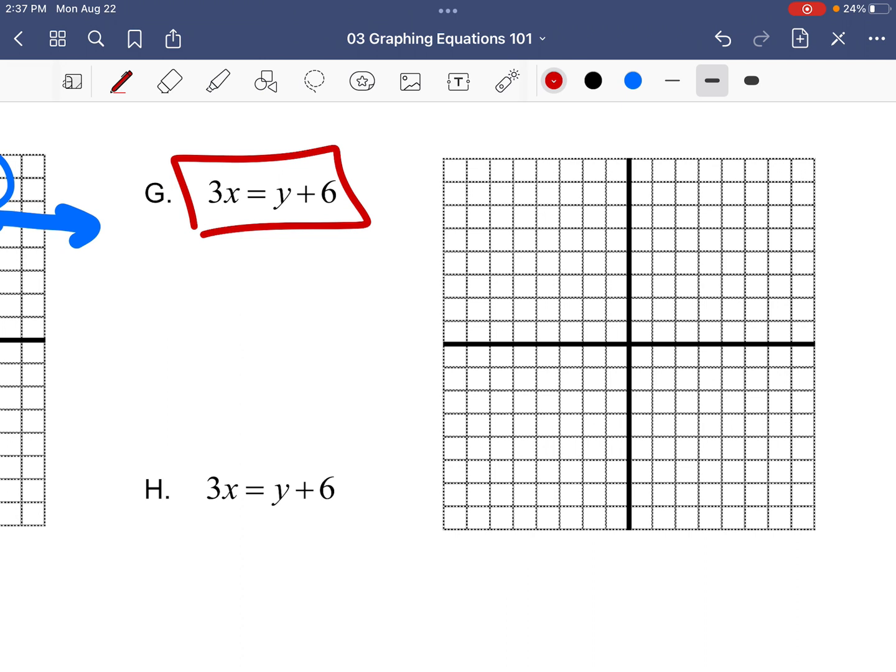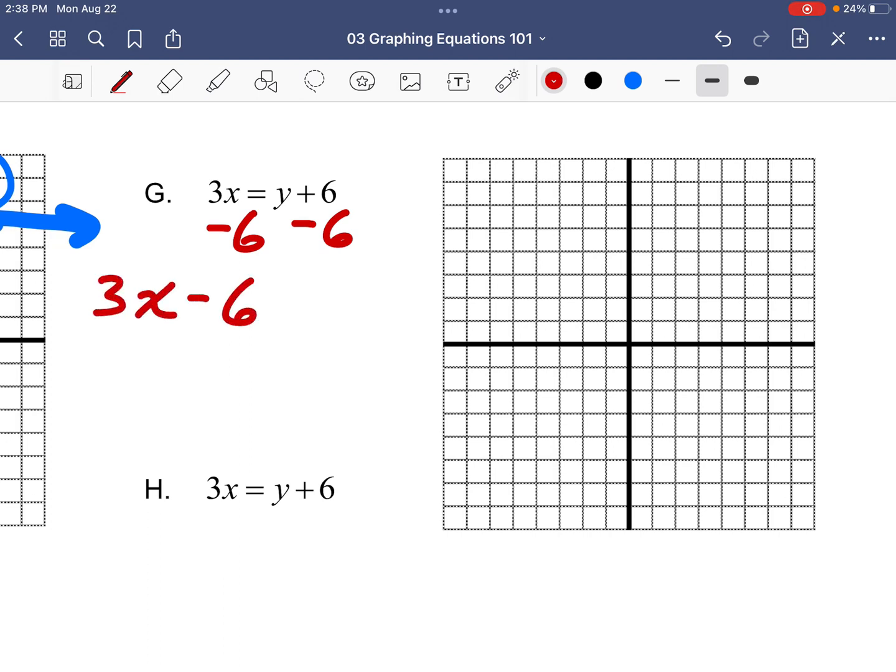If you look at letter G and your instinct says that I want to make that y equals, hey, if you want to make that y equals, then go for it. Now, I hope that you make it y equals as easily as possible. Do you realize that subtracting 6 would be the easiest way to make this equation y equals? If you think the equation kind of looks backwards, just rearrange it. You can put the y equals on the other side. Either way, it's y equals mx plus b.